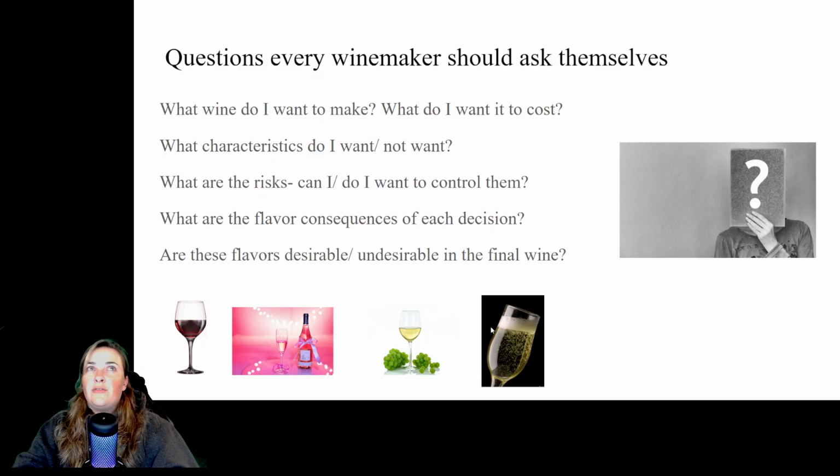Do I want it to be fruity? Do I want it to be earthy? Do I want it to be oaked? These are all things we'd have to have an idea about. And you'd have to have a basis of knowledge of wine tasting and wine in general before diving into this. Other things to consider are, what are the risks of this? Do I want to control them? What are the flavor consequences of each decision that I make? And are these flavors desirable or undesirable in the final wine?